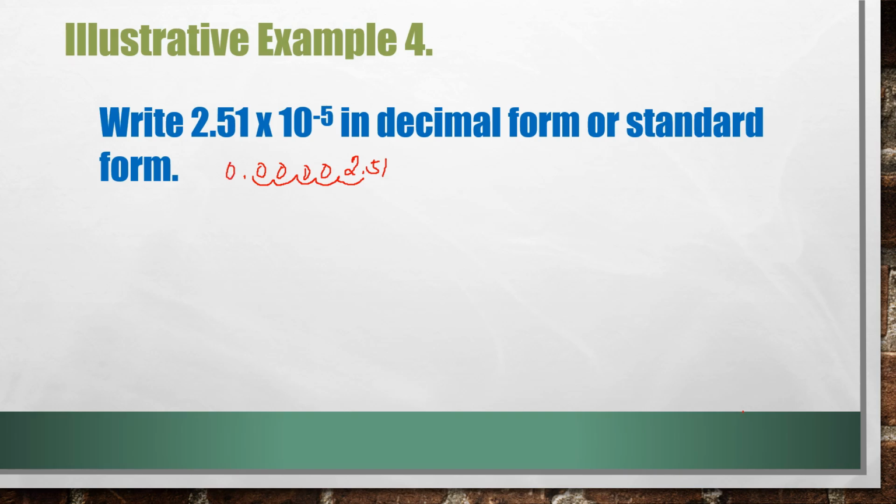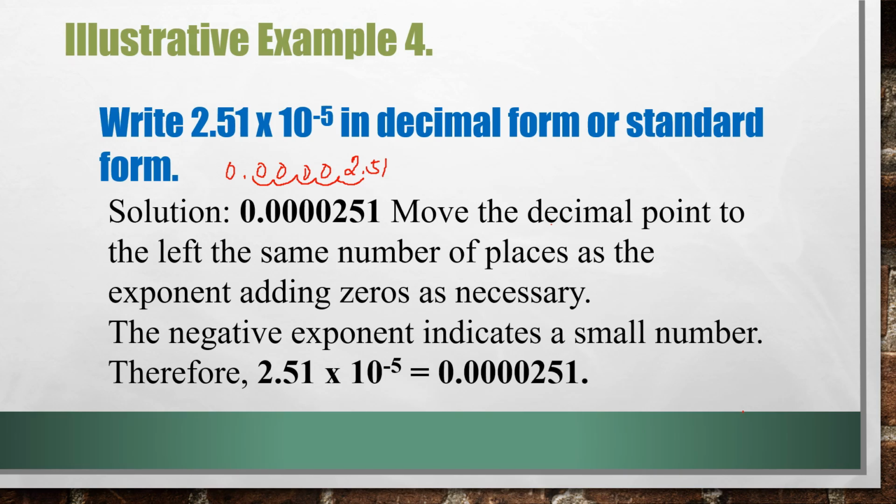Okay, so to summarize that solution, that is 0.0000251. Move the decimal point to the left the same number of places as the exponent, adding zeros as necessary. The negative exponents indicate a small number. Therefore, 2.51 times 10 raised to negative 5 is equal to 0.0000251. So we have 0 point and then 4 zeros, 251.